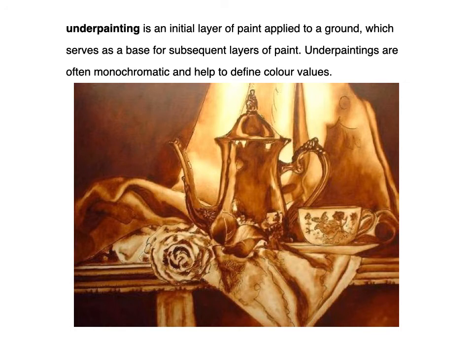An underpainting is the initial layer of paint applied to a ground, which serves as a base for the subsequent layers of paint. Now, we are going to do a lot of different types of underpainting this semester. Each painting that we start this semester, we're going to use a different style of underpainting. The base that you start with actually affects the way the painting looks, and it affects the techniques that you're going to use over time. So that's one of the main things that we're going to learn about this semester.